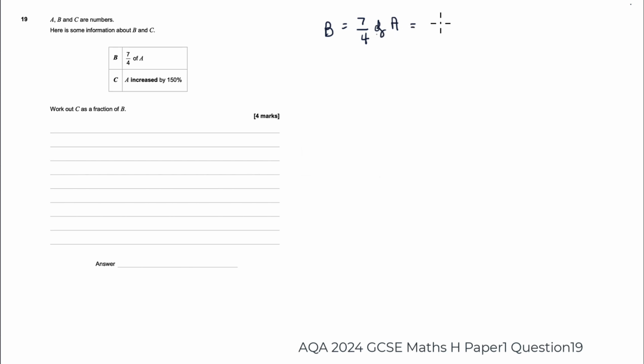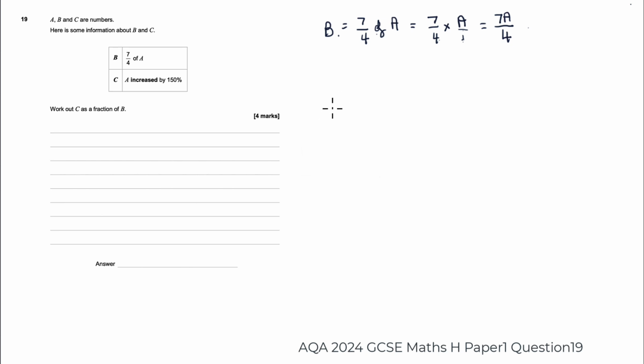Now, of gets replaced by times. And when we're multiplying fractions together, A is on the top, and it's like A over 1. So we multiply the top 2 numbers, and we multiply the bottom 2 numbers. So we get 7A over 4 for B.